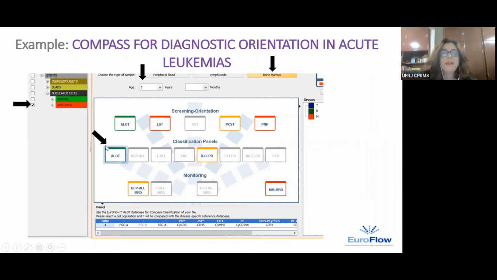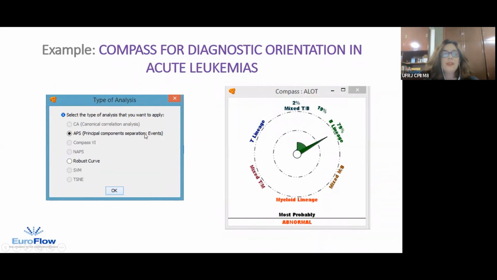So we have here our tube, our acute leukemia orientation tube with the markers I showed in the previous slide. So we choose principal component analysis separation, and the program informs us this compass pointing 79% of probability to have a B cell lineage, and also 19% of probability of a mixed leukemia.